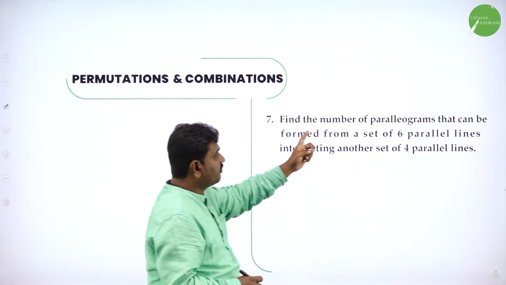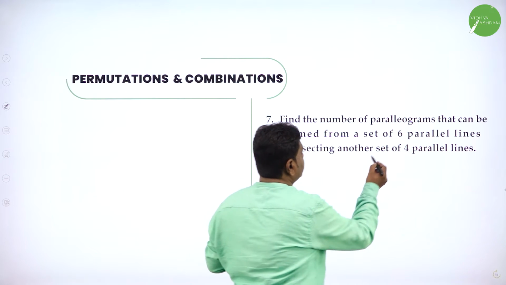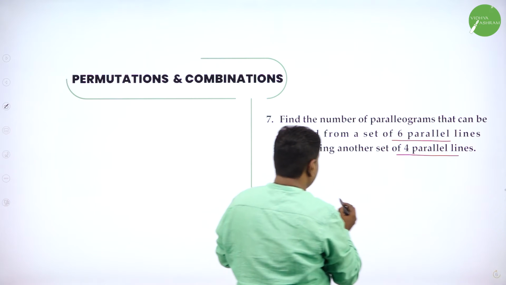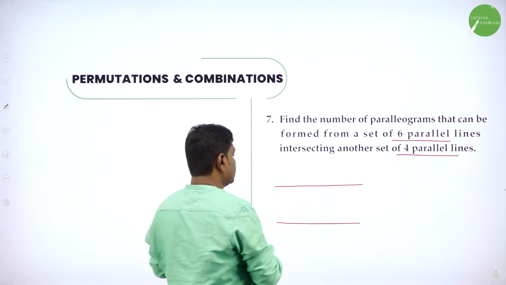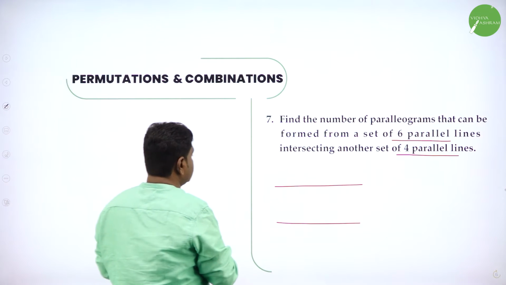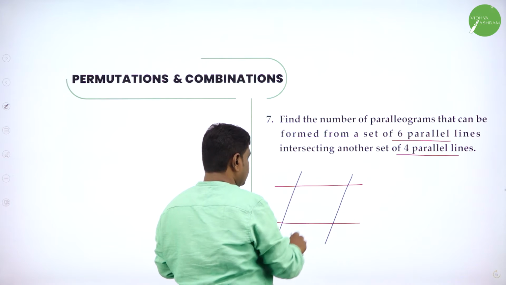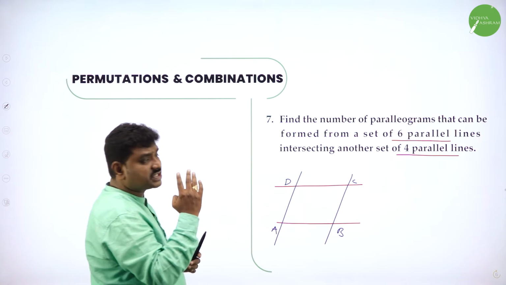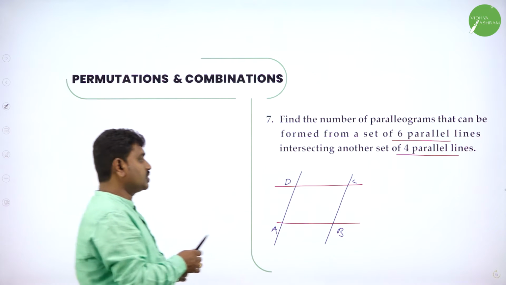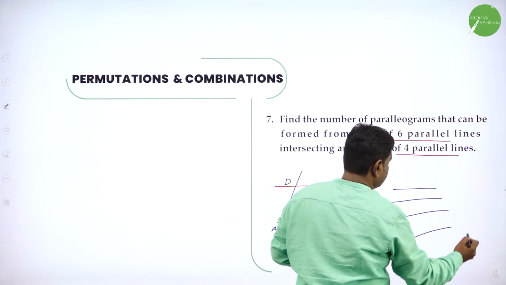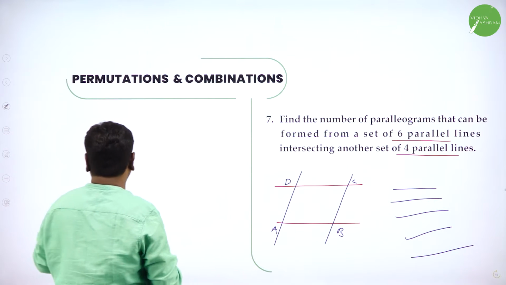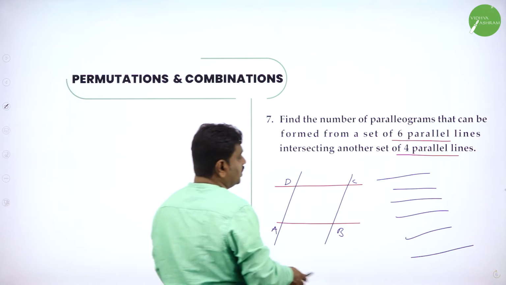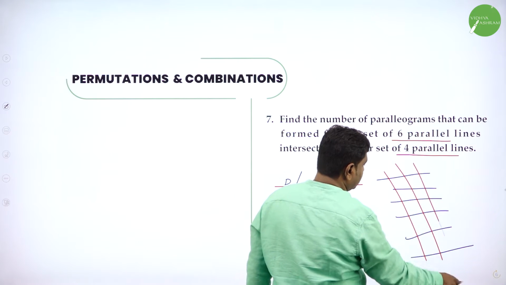Then find the number of parallelograms that can be formed from a set of 6 parallel lines and 4 intersecting parallel lines. You know, this is a set of one parallel line and it should intersect a set of another parallel line, then you will get a parallelogram. You formed a parallelogram called ABCD. Do you agree or not? So like that we have 6 sets of parallel lines like this, and another 4 sets intersecting, like this: 1, 2, 3 and 4.